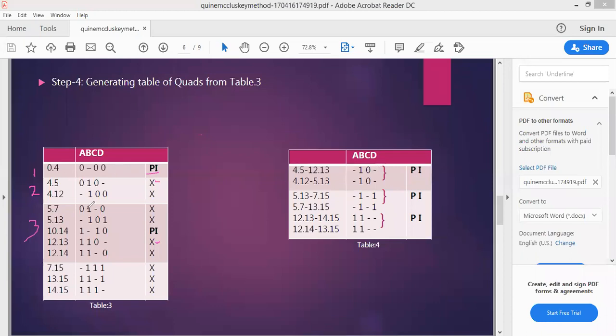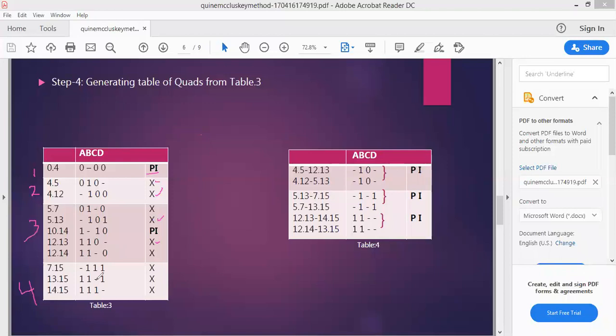Now again, is there any common term over here? There is no common term. Next we will compare 4, 12 with 5, 13. It has one difference, so it is marked as grouped. So 4, 12, and 5, 13 are grouped as dash, 1, 0, dash. So this group is done. Now we will compare group 3 with group 4 and form the groups in table 4.